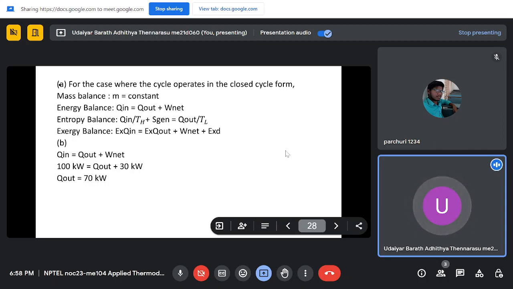Or you can write it in terms of Q net equals W net also, because this being a closed cycle, Q net will be equal to W net. So Q in minus Q out will be W net. I think it will solve one of the other questions also.